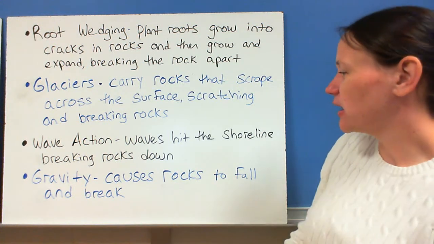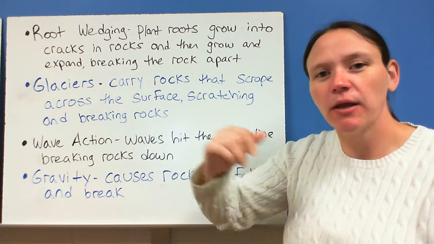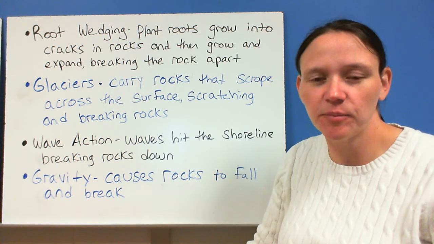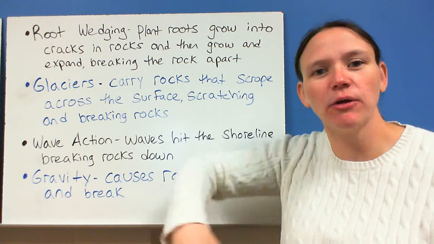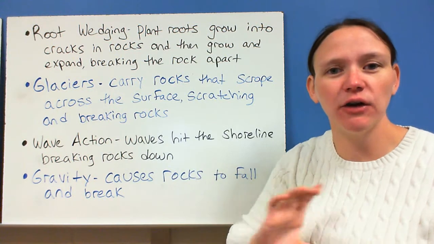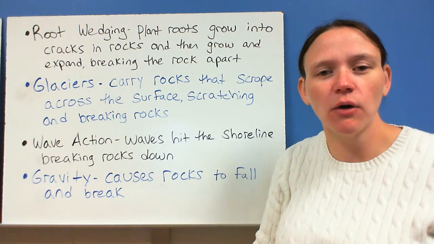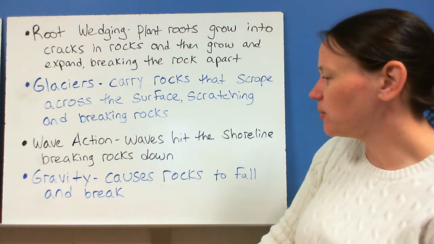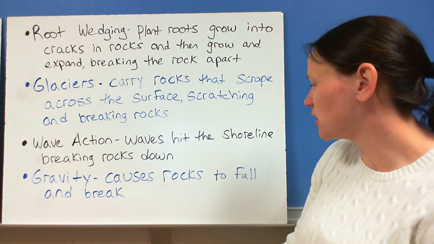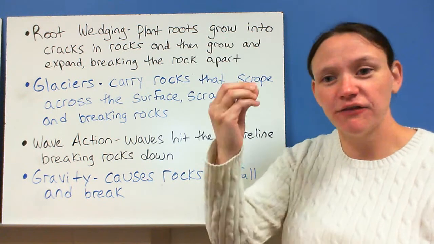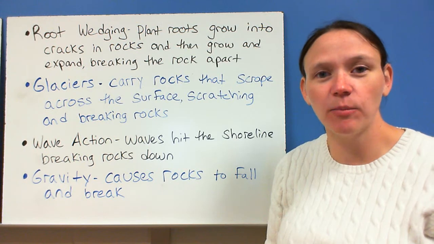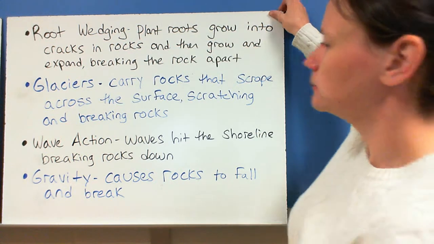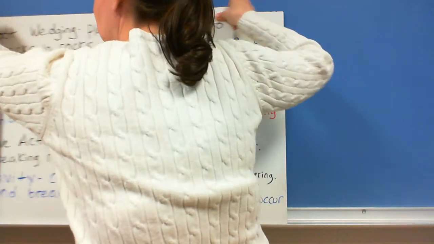Wave action, near a shoreline, the waves just coming in constantly, will start to wear away at the shore. That's why a lot of houses that are near the shore, they'll build a stone wall, a barrier to protect the shore from being weathered and broken down. And another type is gravity. Gravity can cause rocks to fall, and if they fall, a lot of times they are going to break. So that is another way to break apart rocks.